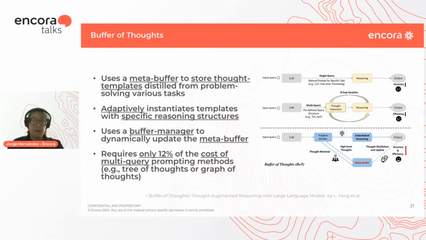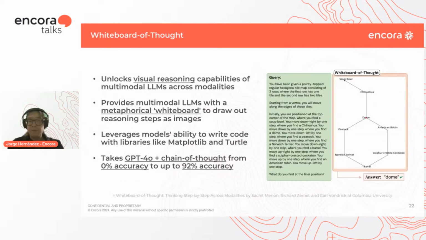And the great part is it only requires about 12% of the cost of doing multiple prompting queries like in tree of thoughts or graph of thoughts. So this is a great new technique for those use cases where you have multiple similar but not quite the same tasks, and you want to improve your prompts there. And this is another one. This is for models that have visual capabilities.